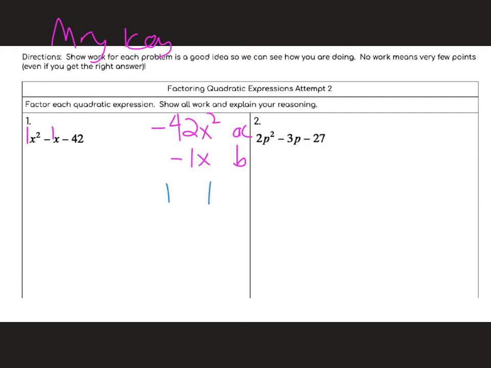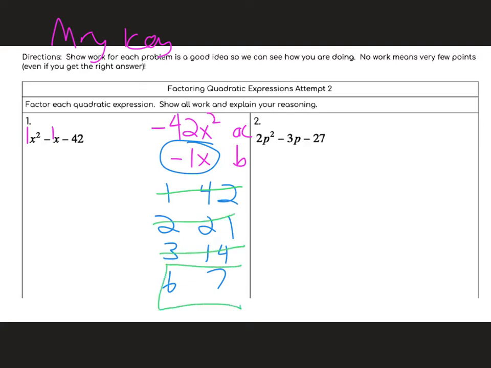So we've got 1 and 42, 2 and 21, 3 and, what works with 3? 3 and 14, and 4 doesn't work, 5 doesn't work, but 6 and 7 work. I need one that adds to negative 1. Well, I can't combine 42 and 1 and get negative 1. I can't combine 21 and 2 and get negative 1. I can't combine 3 and 14, but I can combine 7 and 6 if I make the 7 negative.